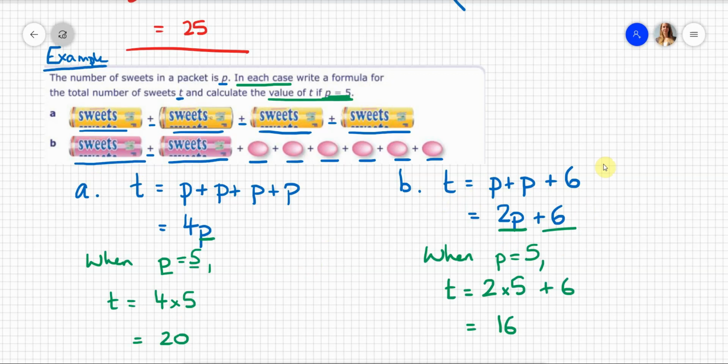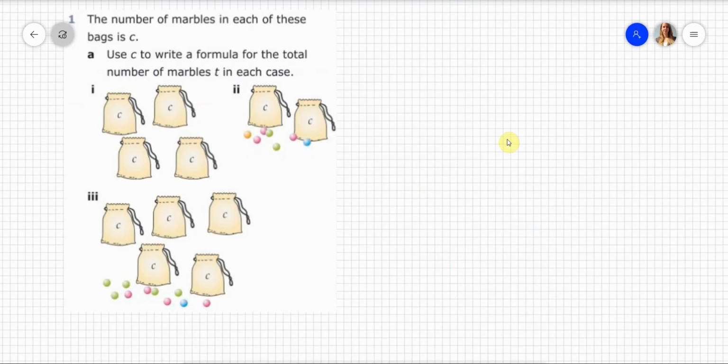And what I want you to do now is have a go at the questions on the worksheet that's on Show My Homework. Have a go at question 1, so pause this video, have a go at question 1, and then come back and play the video to check your answer. So this is question 1. If you haven't had a go at it yet, please pause the video and have a go. And then I'm going to show you what the answers are.